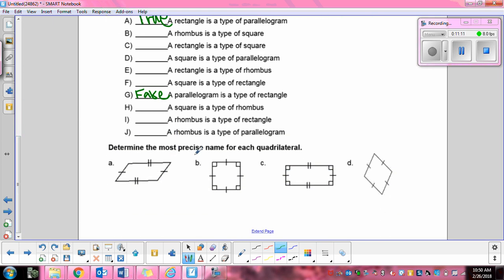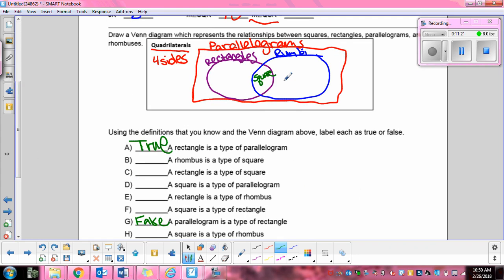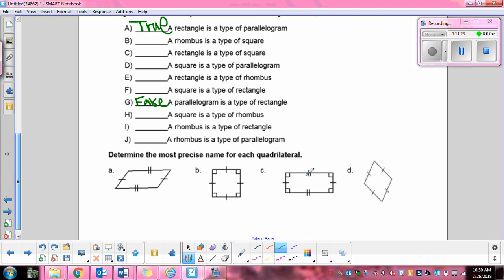Determine the most precise name for the quadrilateral. We know it's a quadrilateral. We can say that it's a parallelogram, but do we have something more specific? Do we know that it could be a rectangle, square, or rhombus? We know our opposite sides are equal, but not all four, so it's not a square. We have 90-degree angles, so I know that this is a rectangle. Try the rest.